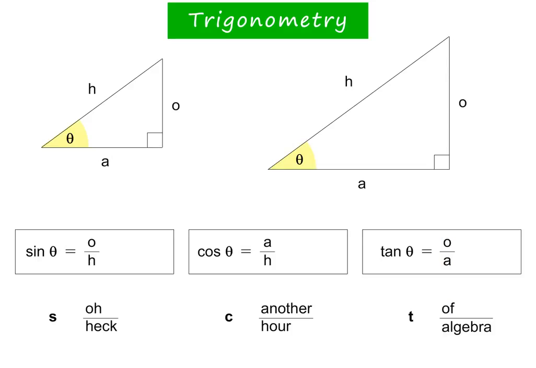Please note, it does not matter how big or small the triangles are. If the angles are the same, the ratios will always have the same value. In other words, sine theta will have the same value in both triangles. Cos theta will have the same value, and so will tan theta. Let's go on to see how to use all of this information.